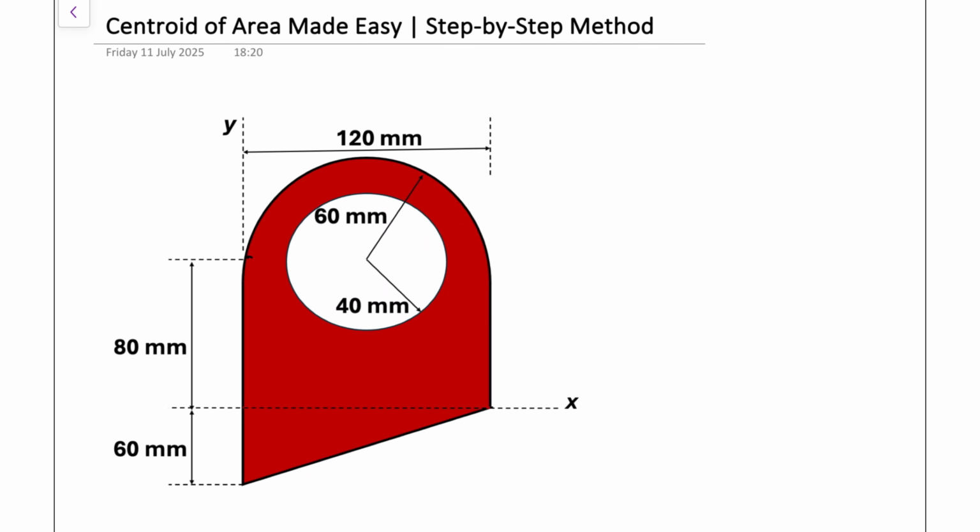So we're going to evaluate the centroid of the area of this composite shape. And the centroid of the area here, or for any shape, it's simply the point where the area would perfectly balance if this were to be a thin uniform plate.